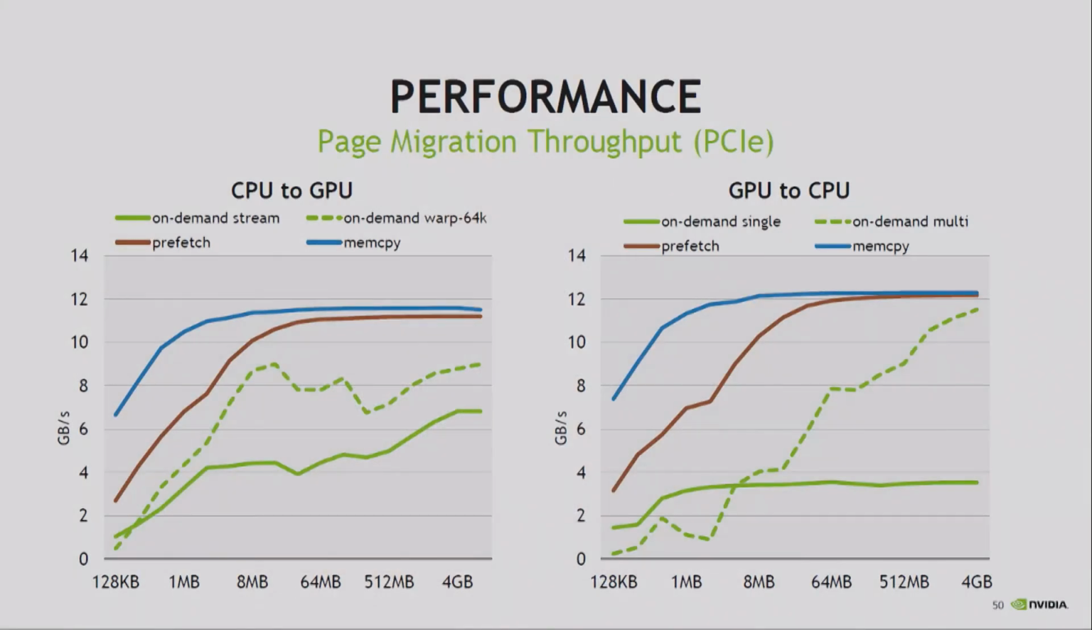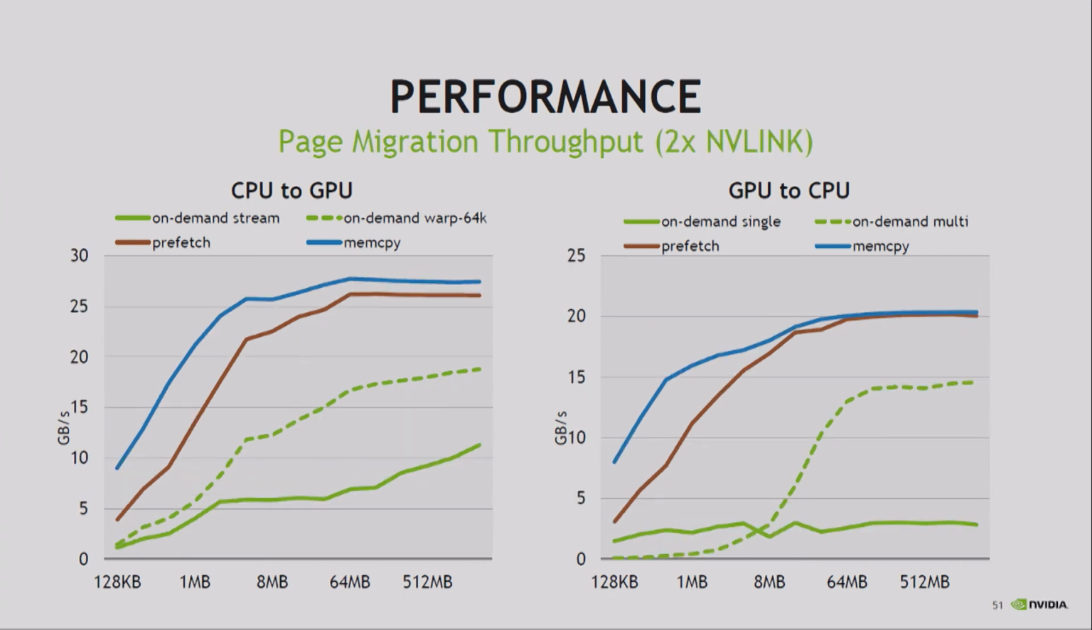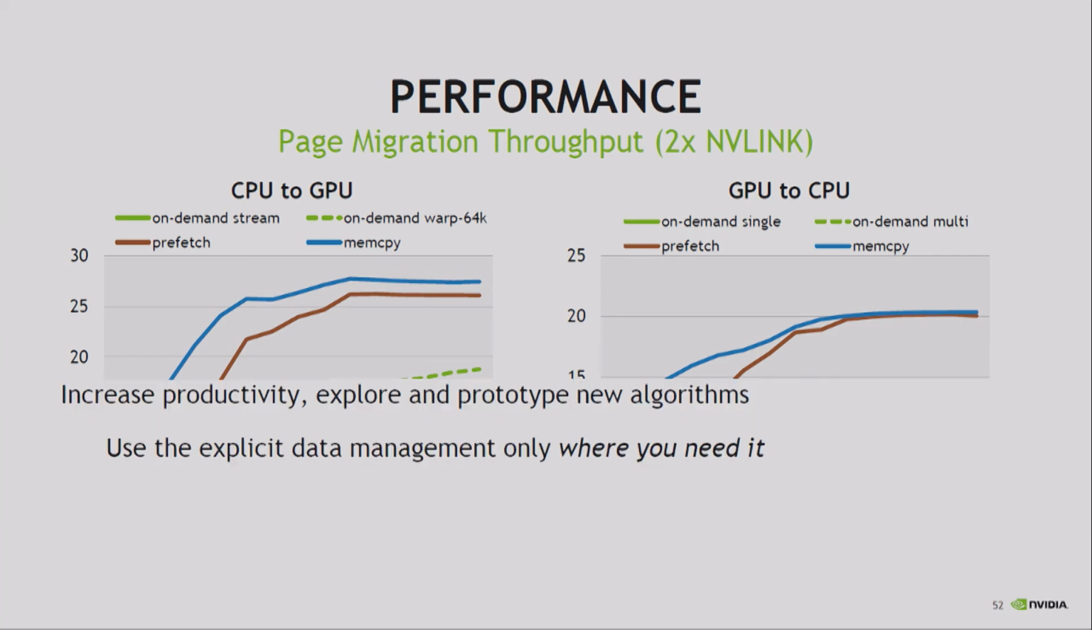OK. And the same thing for CPU. If you use a single thread or multiple threads, you can see different performance for on-demand migration. Here, the dotted line represents multiple threads accessing the data from the CPU, and it's much faster than just a single thread accessing the data. And here are just the plots for NVLink, just to compare. You can look up the slides, but the trend is the same.